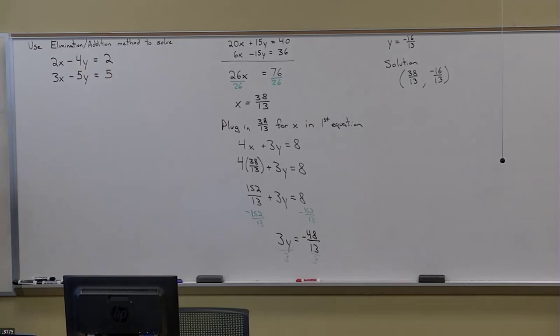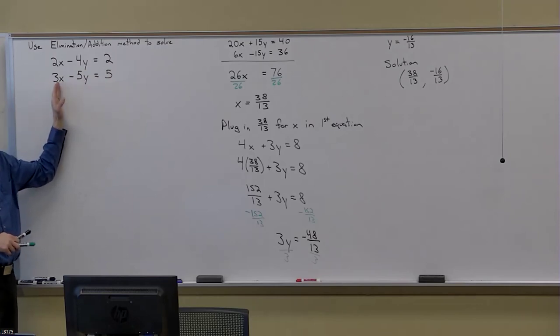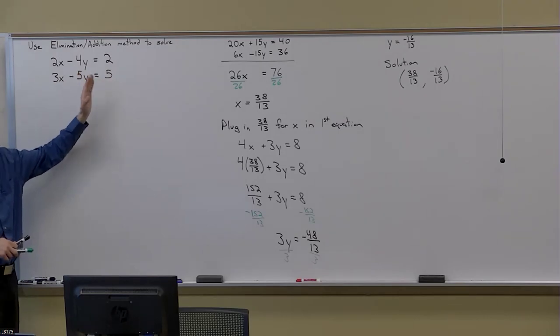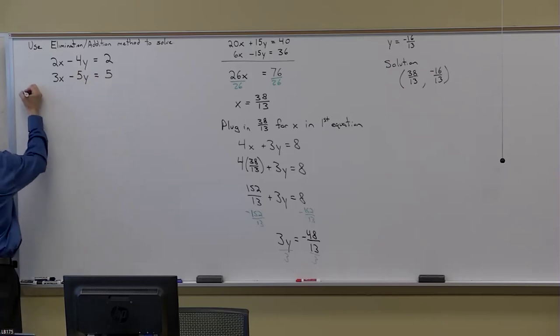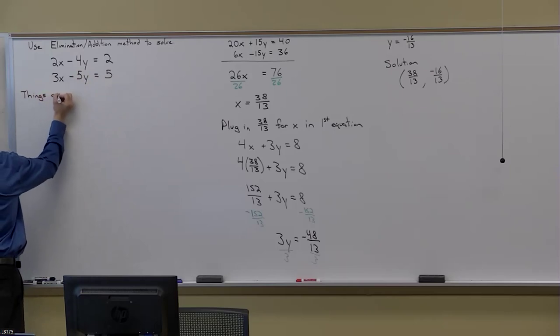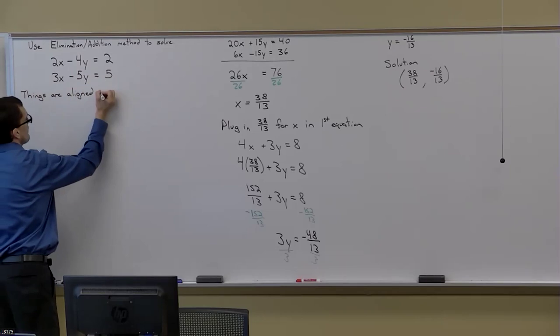Now again, if I want to use elimination and addition, I need to make sure that things are lined up vertically. My x's are in the same column, my y's are in the same column, my equal signs and my constants are all in the same column. So make sure things are aligned vertically.